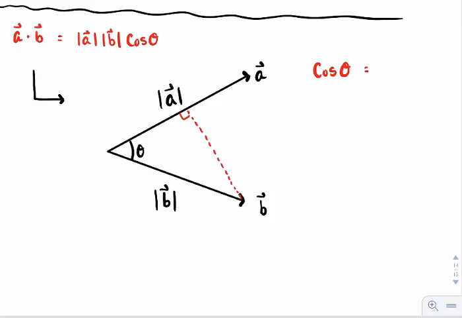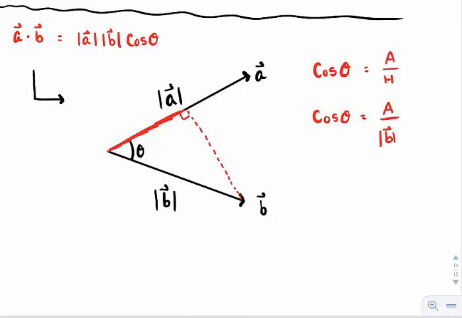Cosine theta, again, just knowing SOHCAHTOA, is adjacent over hypotenuse. So I know adjacent is this side length right here. So I have that piece. I don't know what that means right now. I mean, I know what it means, but I don't know what it means. But I know what h is. H is my hypotenuse, which is the magnitude of b. So I have cosine theta equals a over the magnitude of b.